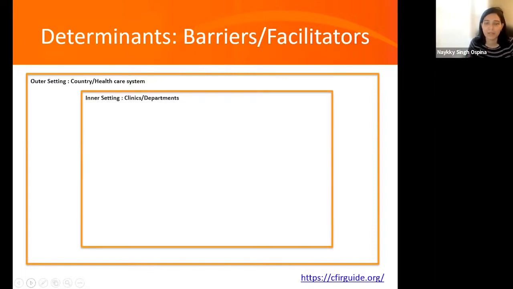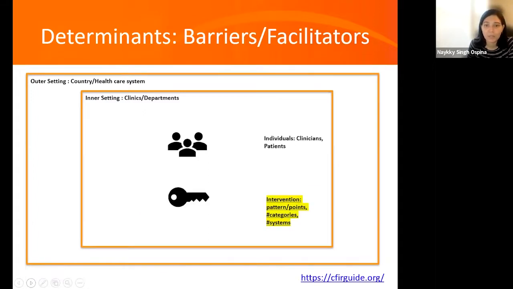Then you will have the inner setting, and you will be thinking here about clinics or departments. So doing thyroid nodule risk stratification might look different for the regular day-to-day life of the endocrinologist versus the radiologist versus an endocrine surgeon. Now, you think later on about the individuals. So similarly, it might be different what the endocrinologist or the radiologist will think, as well as the patients who are reading and receiving these reports nowadays.